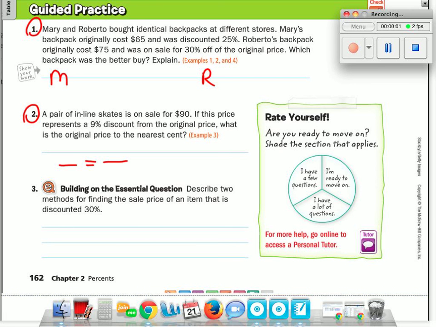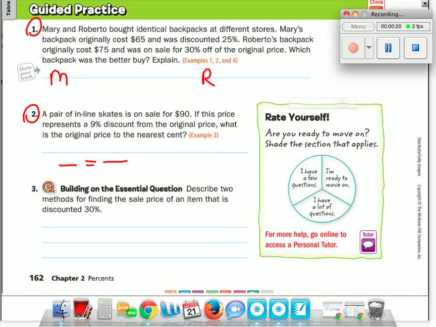Alright, so number one says Mary and Roberto bought identical backpacks at different stores. Mary's backpack originally cost $65 and was discounted 25%. Roberto's backpack originally cost $75 and was on sale for 30% off the original price. Which backpack was the better buy?